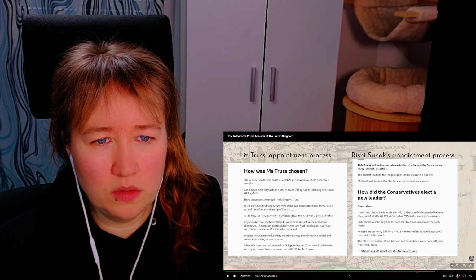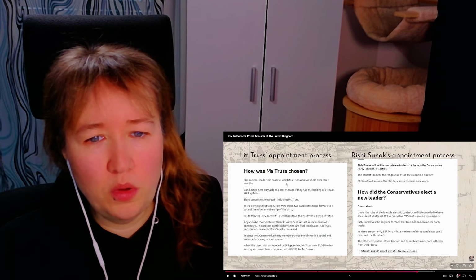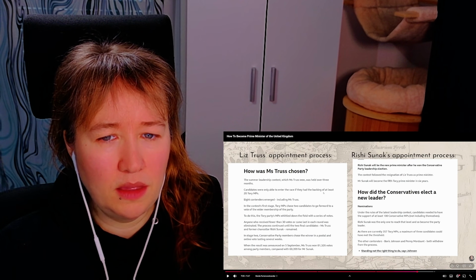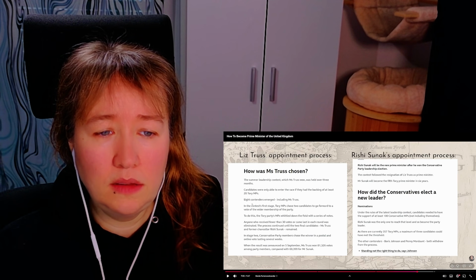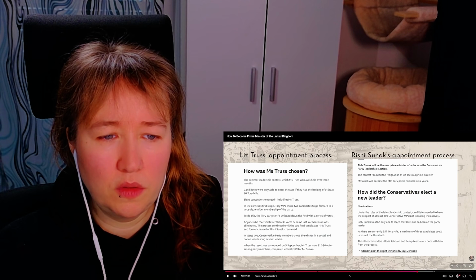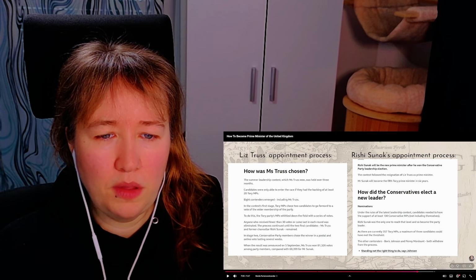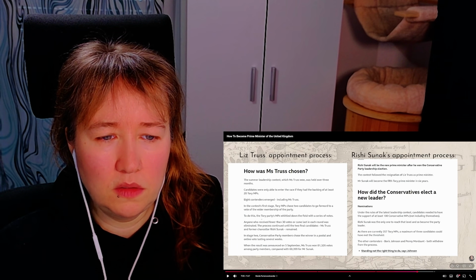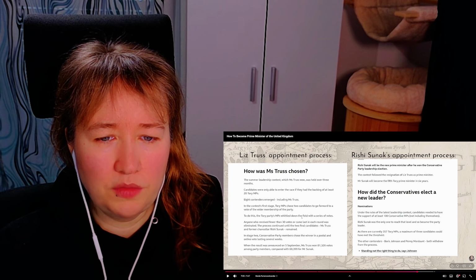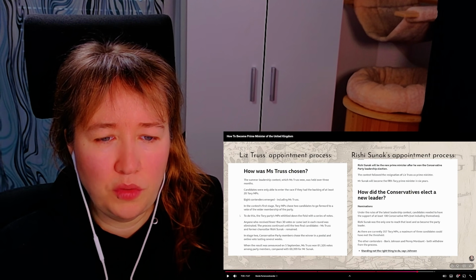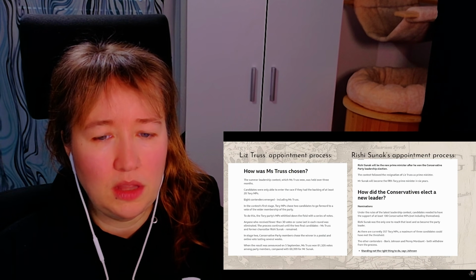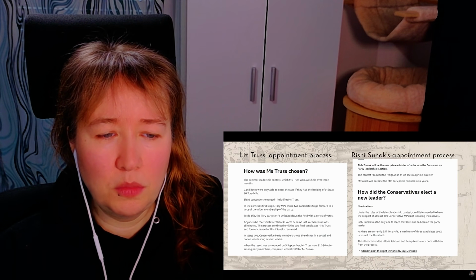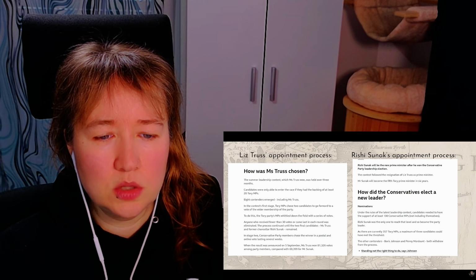The summer leadership contest, which Miss Truss won, was held over 3 months. Candidates were only able to enter the race if they had the backing of at least 20 Tory MPs. 8 contenders emerged, including Miss Truss. In the contest's first stage, Tory MPs chose 2 candidates to go forward to a vote of the wider membership of the party. To do this, the Tory party's MPs whittled down the field with a series of votes. Anyone who received fewer than 30 votes or came last in each round was eliminated. The process continued until the 2 final candidates, Miss Truss and former Chancellor Rishi Sunak, remained.